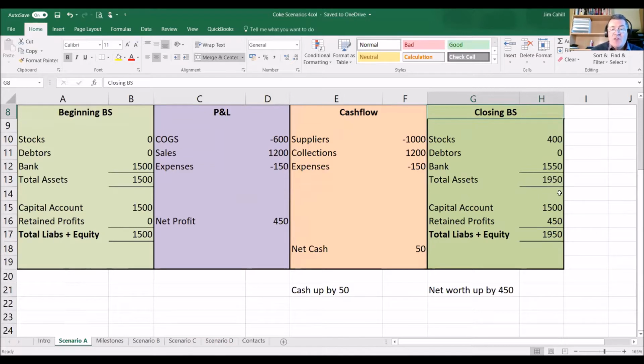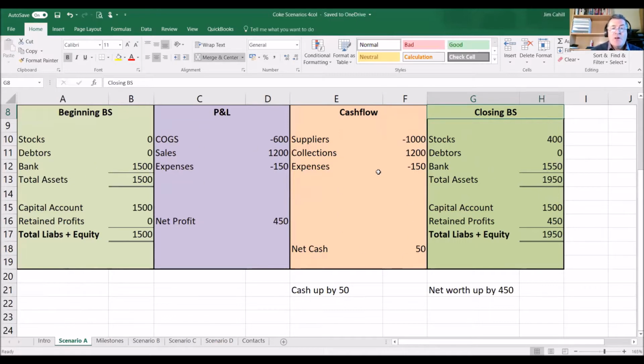And that 1,950 is held as assets. Anthony has 400 in stock and he has 1,550 in the bank. So the business now has assets worth 1,950 and those assets are owed back to Anthony. The 1,500 loan he gave, which is still in there in the bank, and then the 450 profits he made, which is between the stocks and the extra bit of money in the bank. So your profit and loss explains the movement between your two balance sheets.